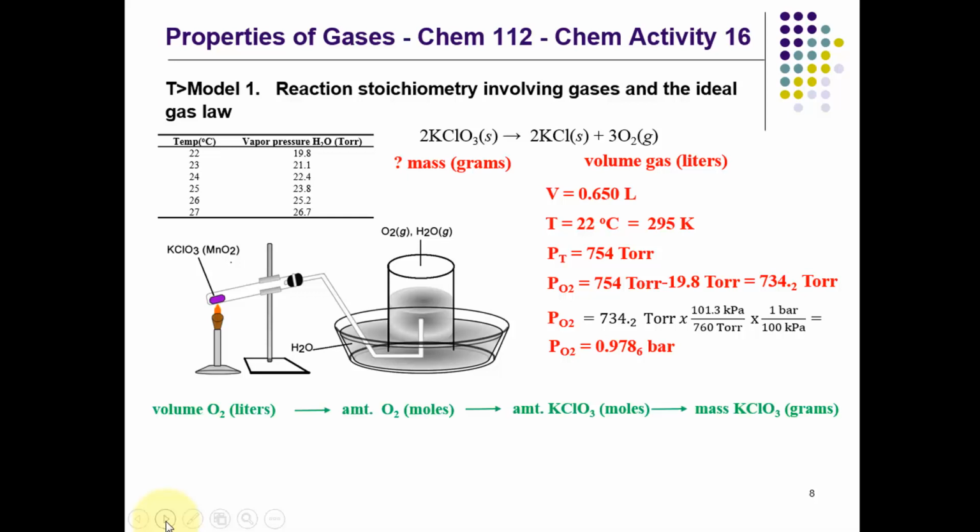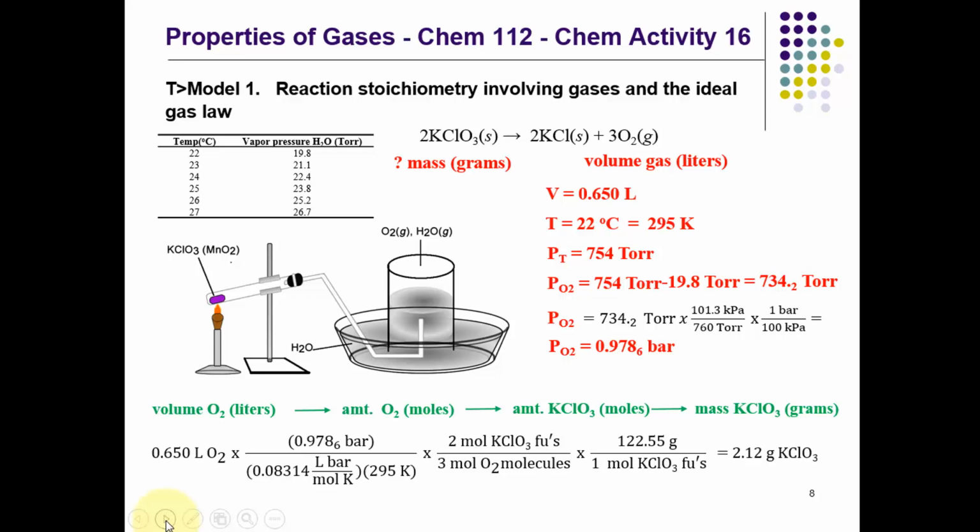So what's involved in this calculation? We're going to start with the volume of gas in liters, change that to an amount of oxygen in moles, change that to an amount of potassium chlorate, and then change that to a mass of potassium chlorate. The calculation will look something like this. So volume of oxygen gas, and now here's our conversion factor, which takes that volume of oxygen gas, multiplies it by the pressure, dividing by the ideal gas law constant, and multiplying that by temperature. And all of that, of course, converts the volume of our oxygen gas to the amount of oxygen gas.